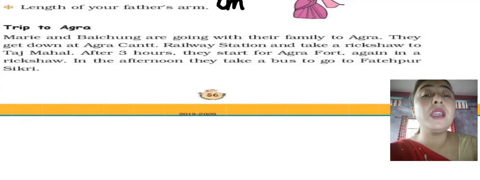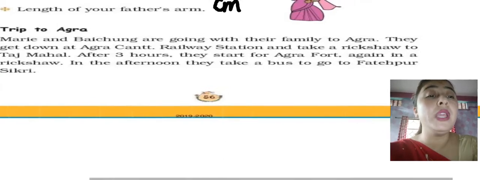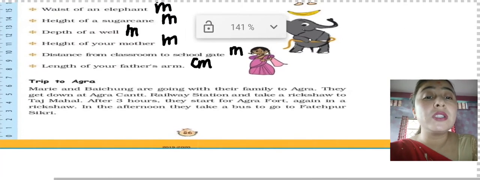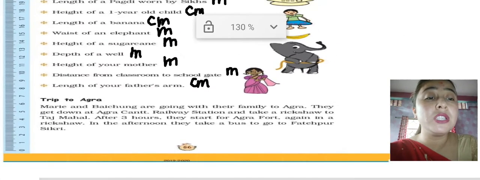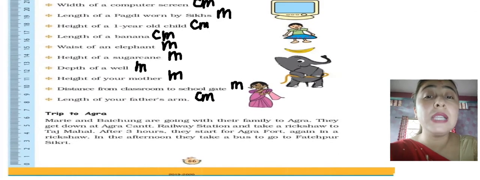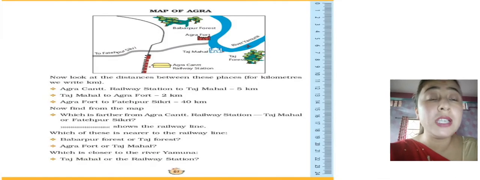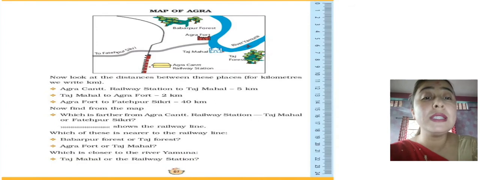So Mary and Baichung are going with their family to Agra and they get down at Agra Cant railway station and take a rickshaw to Taj Mahal. After 3 hours, they start for Agra Fort, again by rickshaw. In the afternoon, they take a bus to reach Fatehpur Sikri, and here is a map for that. Yes, here is a map of Agra. So we will see the map and give the answers to the questions.